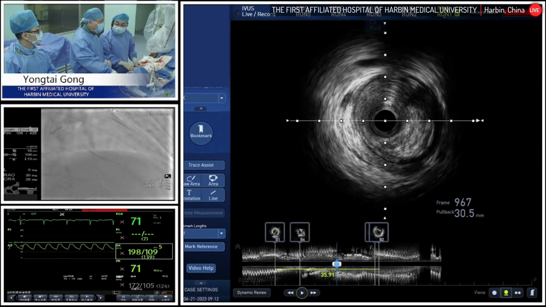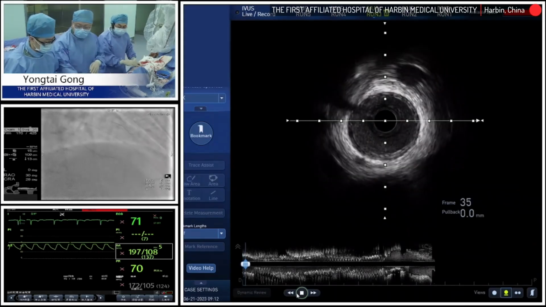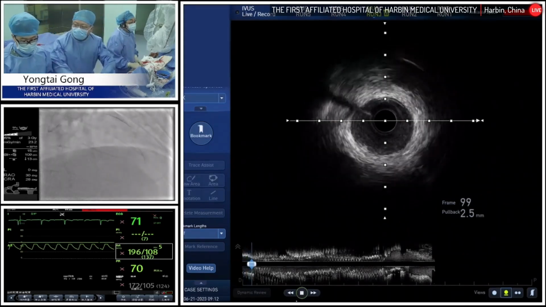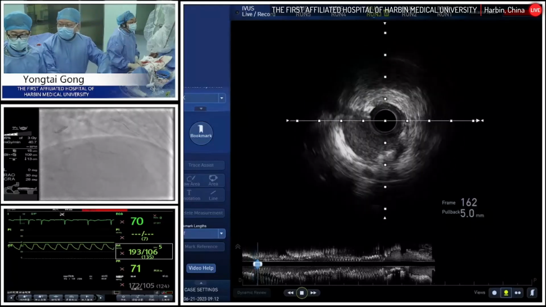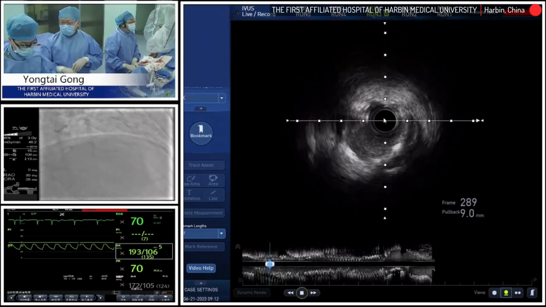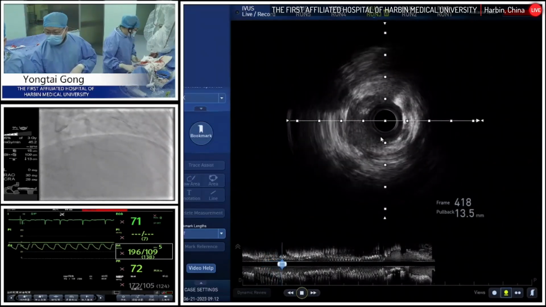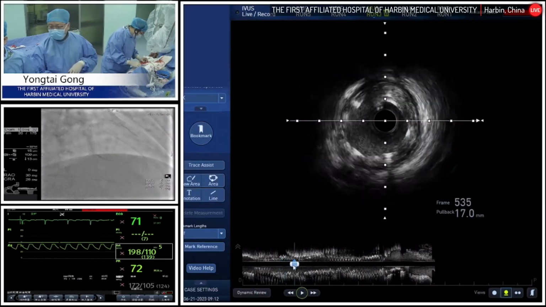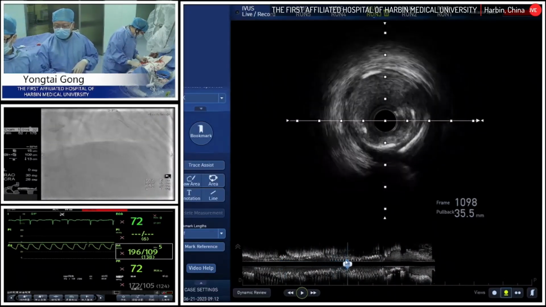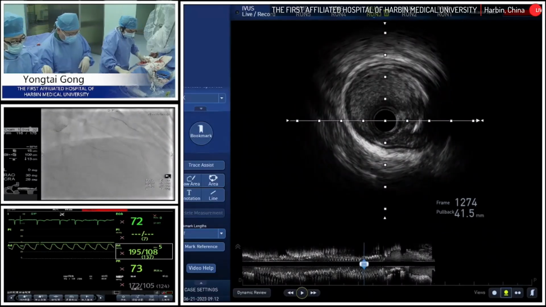Let's check the final stenting, the instant result of the circumflex. We can see the distal part of the stent is well expanded. There is no hematoma, and we can also see that the whole severe stenosis has been covered. This is of key importance as preparation before you touch the LAD.